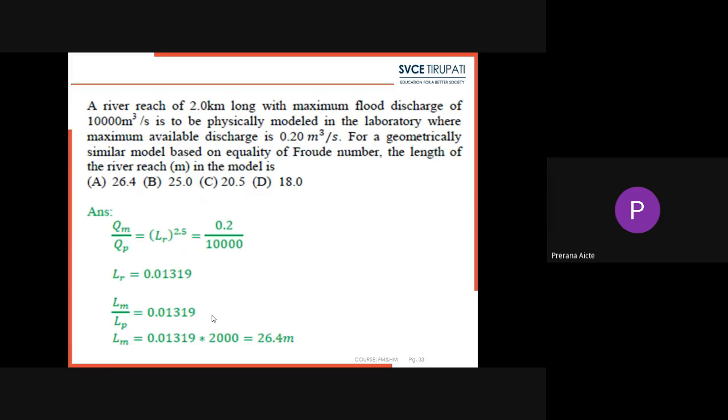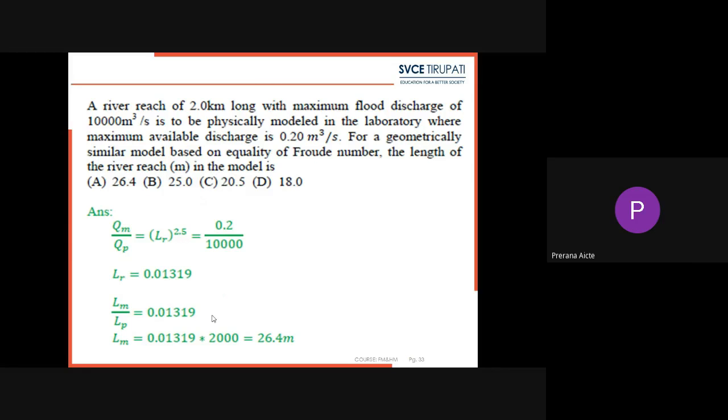Another problem: a river reach of 2 km long with a maximum flood discharge of 10,000 meter cube per second is to be physically modeled in the laboratory, where the maximum available discharge is 0.2 meter cube per second. For a geometrically similar model, based on equality of Froude number, the length of the river reach in the model is, so here we have to find out the length of the model based on the Froude's number.